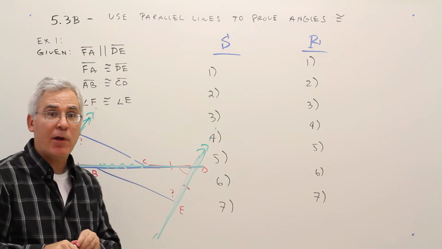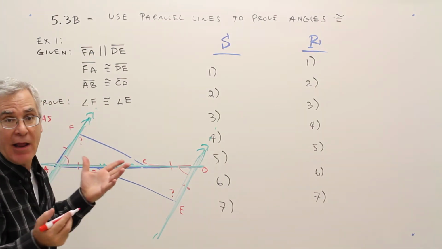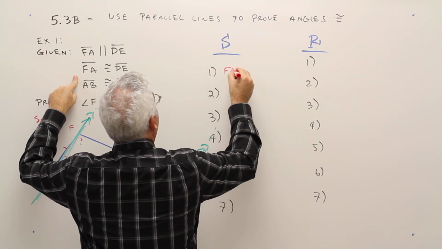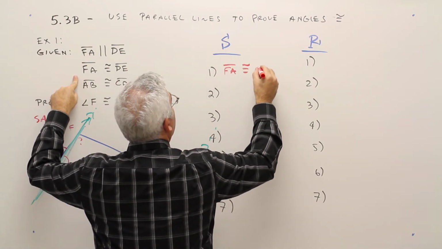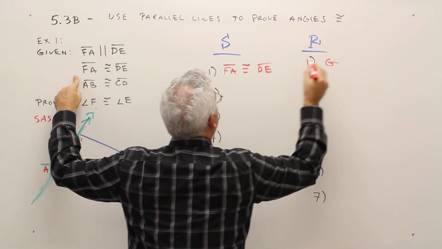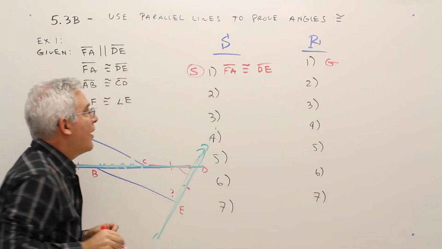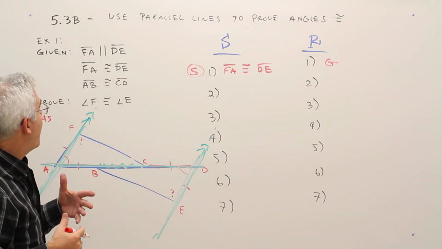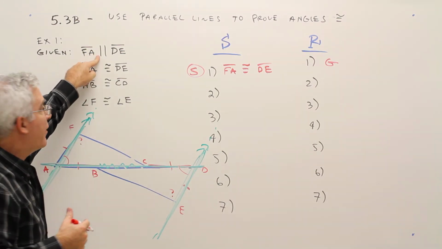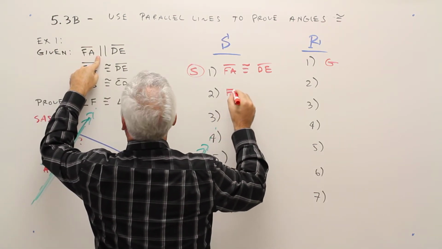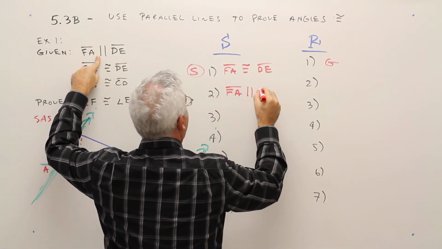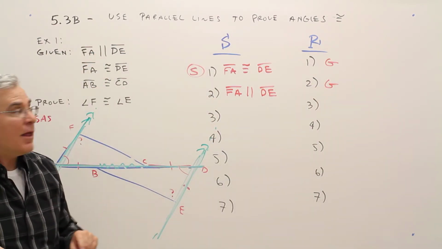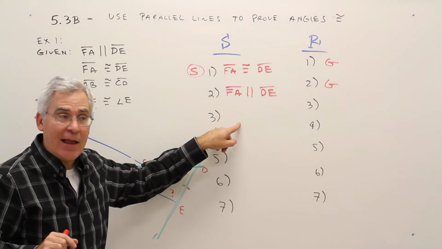Now I start writing down my proof. Okay, I'm going to go in SAS order. So we'll start with step 1. FA is congruent to DE. That was given. And that was the side in SAS. Then I'm going to go for the angle. So I'm going to list this. FA is parallel to DE. That was given. And then from that step, I can get the angle.